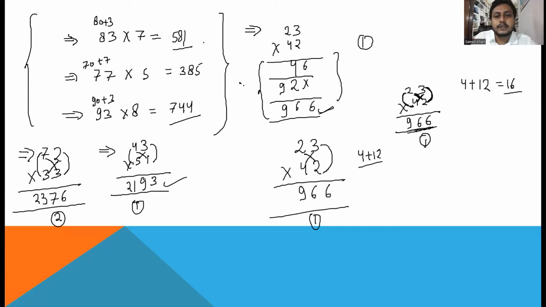Got it now? So in this way you can easily multiply two digit numbers, right? Easily कर सकते हैं without using these two steps. So no need to follow these two steps. Directly कर लो one step में.